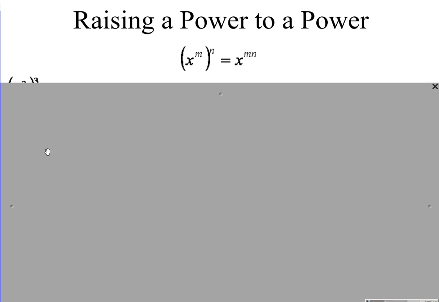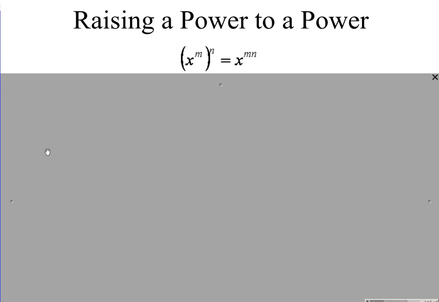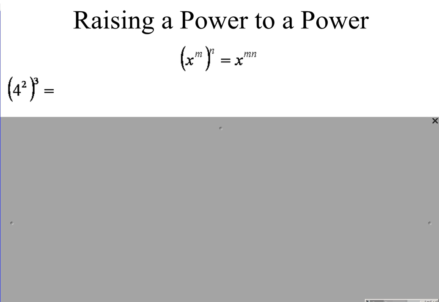Raising a power to a power. X to the m power, all raised to the n power. Anytime we have a power raised to a power, we multiply the exponents. So 4 squared raised to the 3rd power, I take 2 times 3, which is 4 to the 6th.